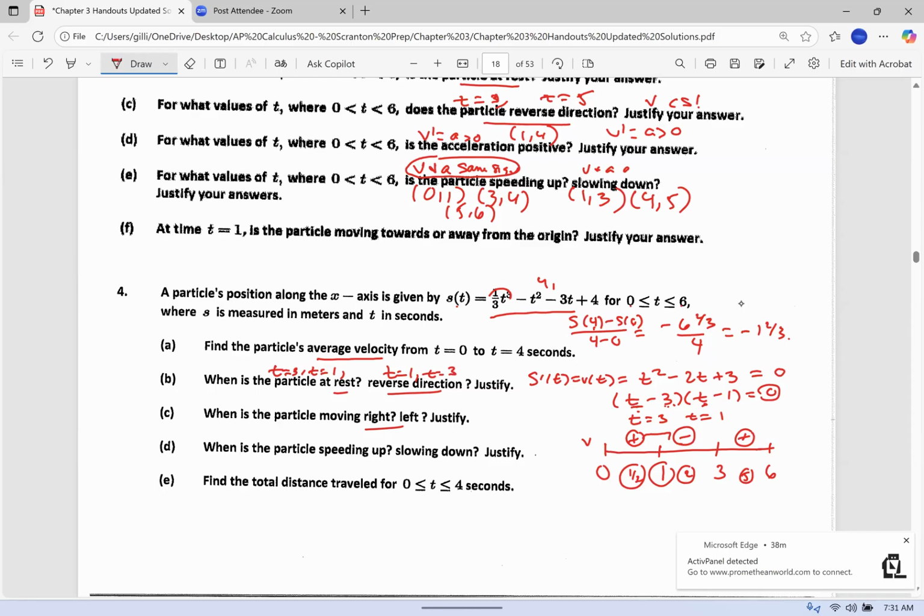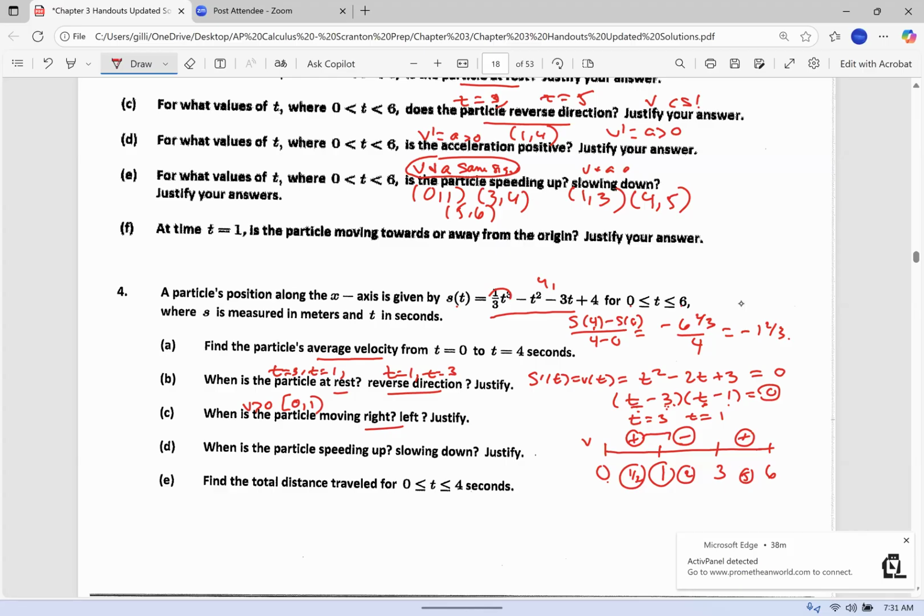When is the particle moving right? That is when velocity is greater than 0. So here it's going to be from 0 to 1, but the bracket matters here now, because at time t equals 0, which is included, 0 minus 3 is a negative, and 0 minus 1 is also a negative, and a negative times a negative is a positive. So when the velocity is positive, the particle is moving right. So it's got to be included.